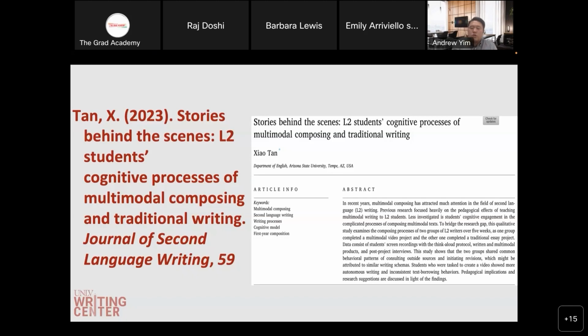This study showed that the 2 groups shared common behavioral patterns of consulting outside sources and initiating revisions, which might be attributed to similar writing schemas. Students who were tasked to create a video showed more autonomous writing and inconsistent text borrowing behaviors. Pedagogical implications and research suggestions are discussed in the light of the findings.